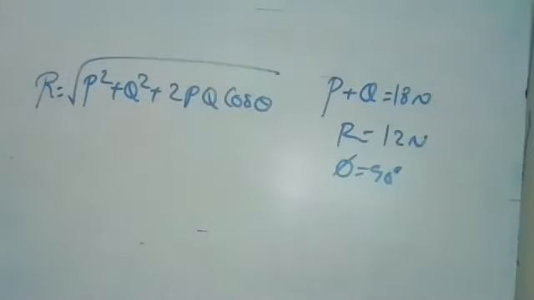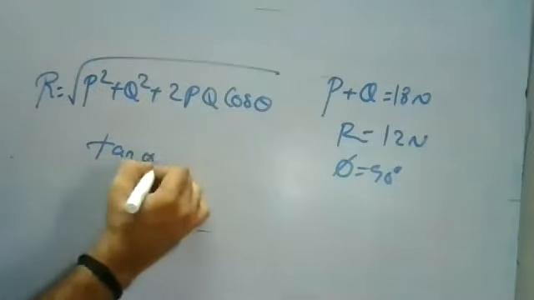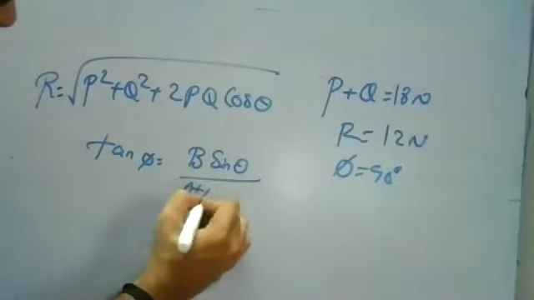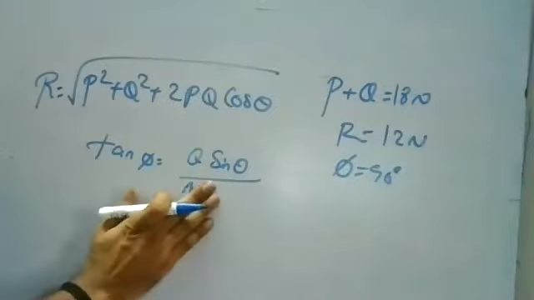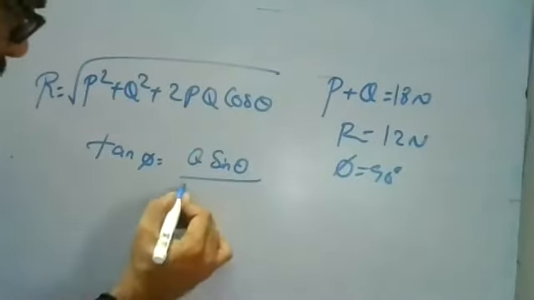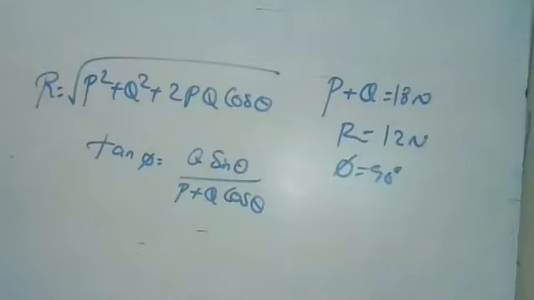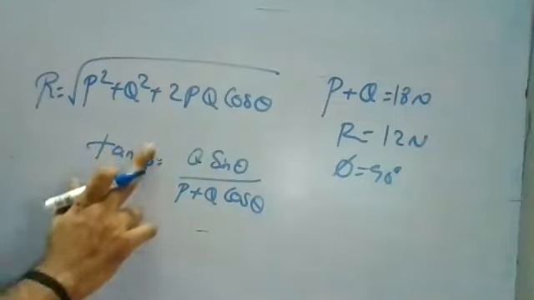Now from this relation, we get another formula: tan phi is equal to b sin theta by a plus b, that is p. So tan phi is equal to q sin theta by p plus q cos theta. Here I have taken a plus b as p and b as q. So tan phi is q sin theta by p plus q cos theta.